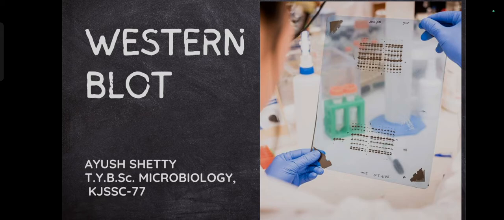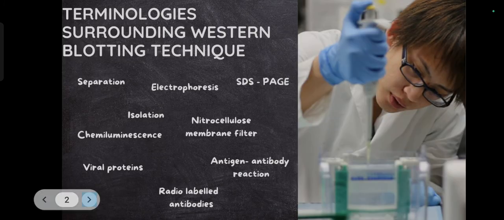I'll be presenting to you about the Western blotting technique. Western blotting is a method by which proteins can be isolated and separated on the basis of their size, shape, molecular weight, and electrical charges they possess, and eventually by their antigenicity to a specific antibody. The Western blotting technique is an assay used to detect various viral proteins.